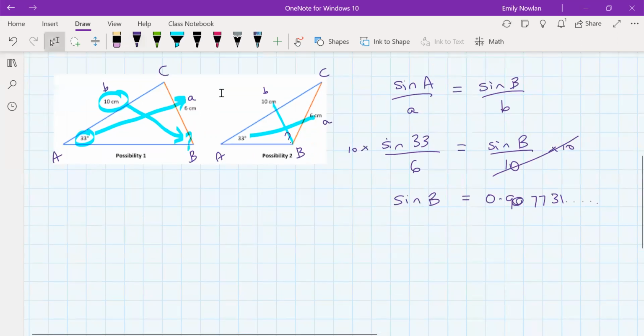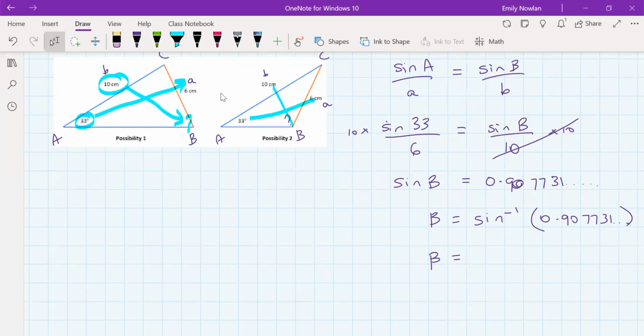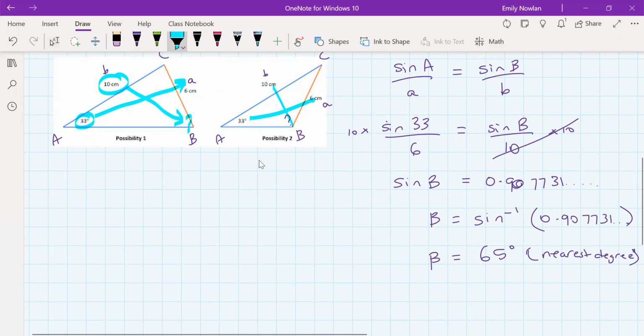Now we are finding an angle. What do you need to do when you find an angle? You must do inverse sine, using your calculator, the shift or the second function button, whatever. Leave it in your calculator and just go sine inverse. And you get an answer of, let's go to the nearest whole degree, 65 degrees. Now, that's the acute angle answer. That's this one over here, and that's this angle there. That's the 65 degree one.